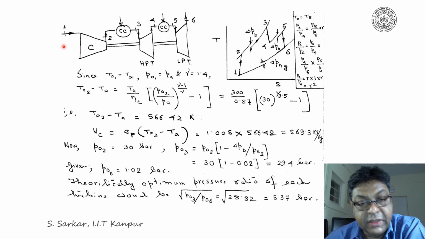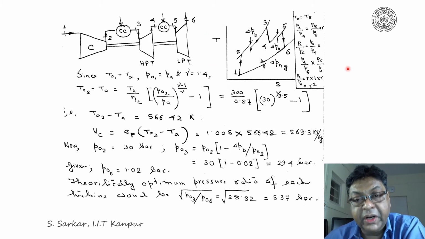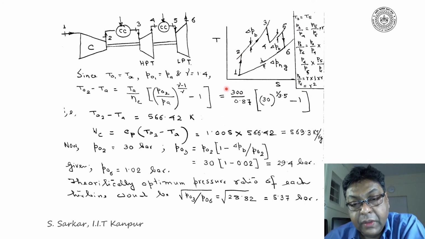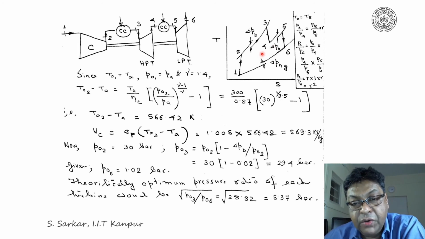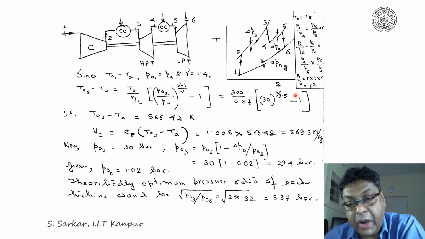State points have been denoted as 1, 2, 3, 4, 5, and 6, and the operations of the reheat cycle are presented here in the TS diagram, where 1, 2 represents the actual compression of air, 2, 3 the heat addition in the combustion chamber with a pressure loss del PB. Similarly, 3, 4 is an expansion in HPT, and 4, 5 reheating of gas in the second combustor with a pressure loss del PB. 5, 6 expansion through low pressure turbine.